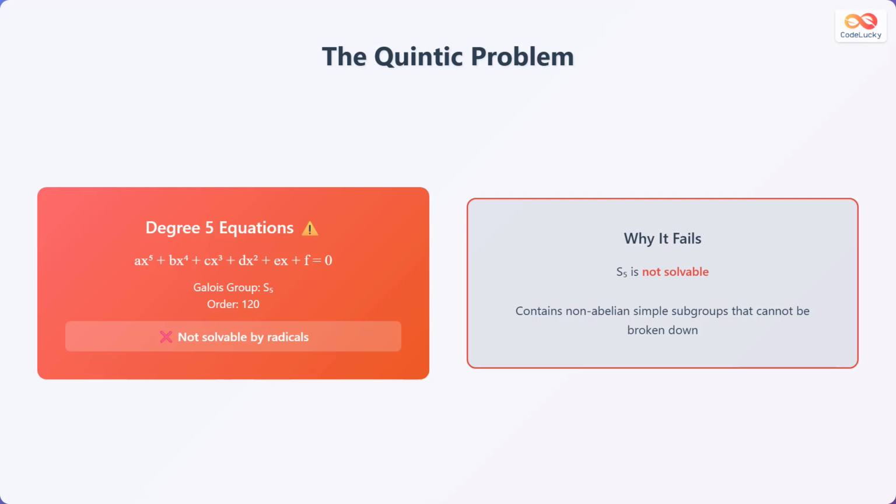Now let's turn our attention to the Quintic problem, that is, degree 5 equations of the form x^5 + bx^4 + cx^3 + dx^2 + ex + f = 0. The Galois group for the general quintic equation is S_5, and its order is 120. However, unlike quadratic and cubic equations, the general quintic equation is not solvable by radicals. This is because S_5 is not a solvable group, as it contains non-abelian simple subgroups that cannot be broken down.